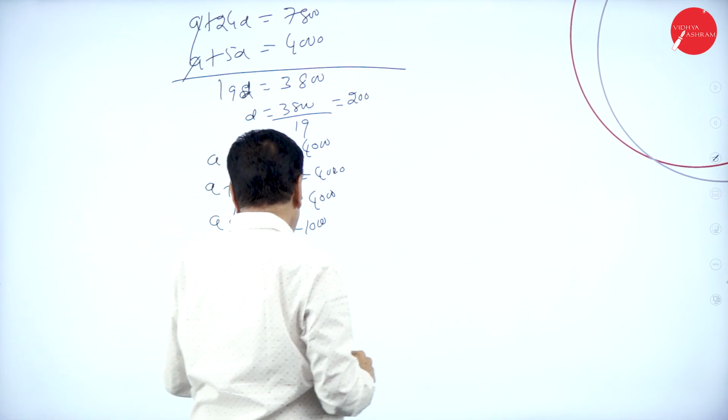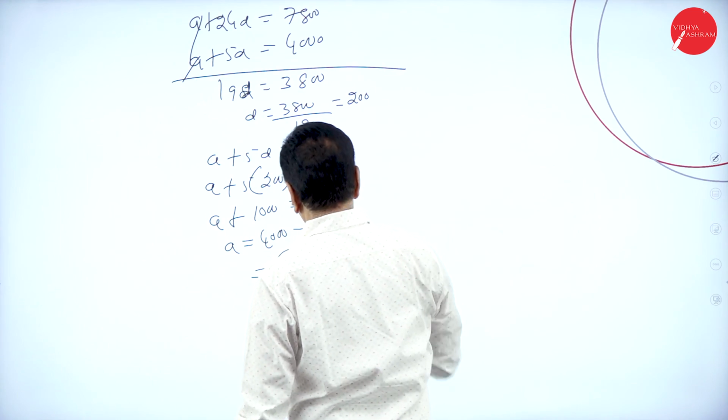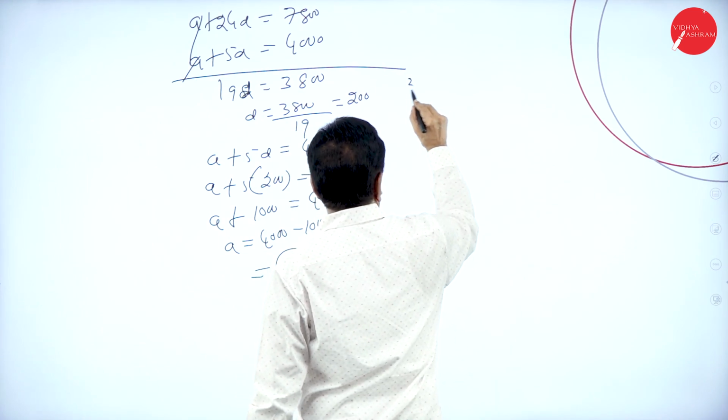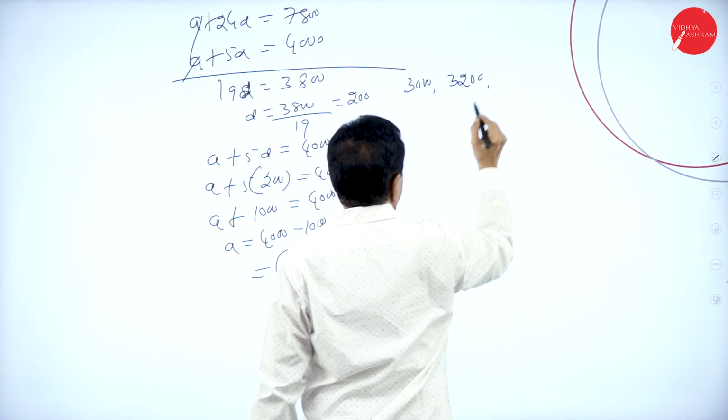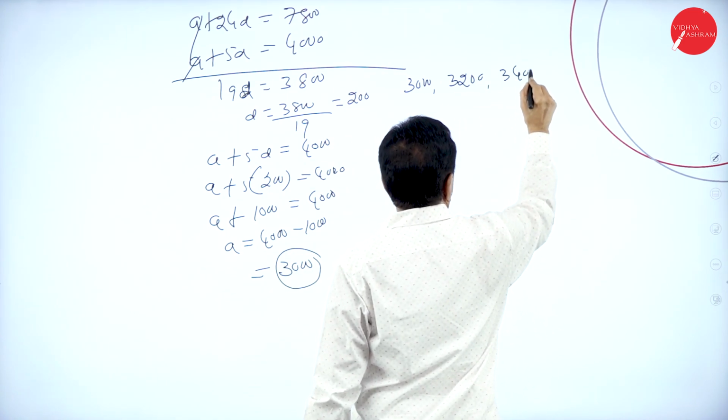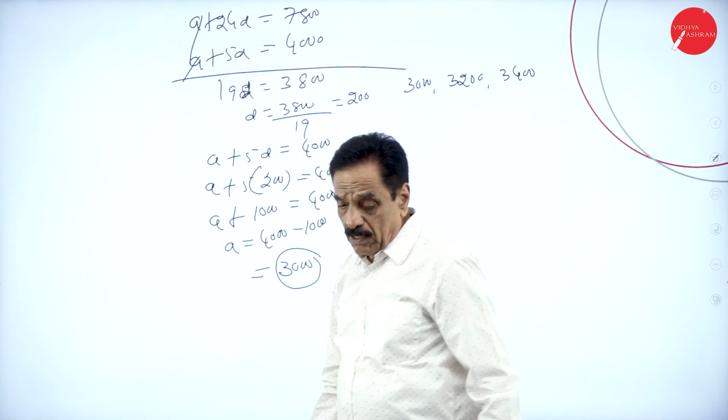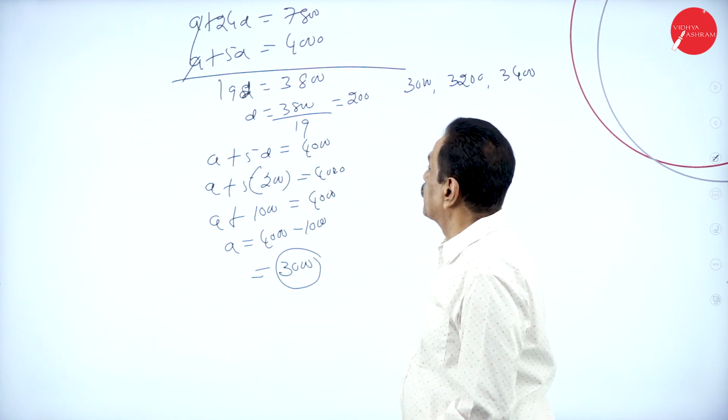So your increment, the difference, is how much? The first year is 3,000, then 3,200, then 3,400. It goes on like that. Hope you understand this.